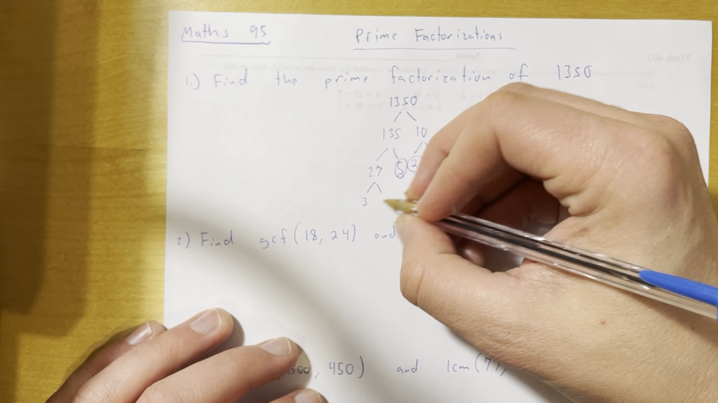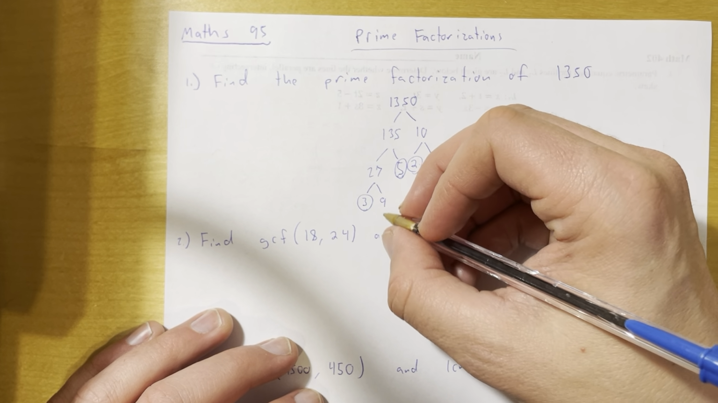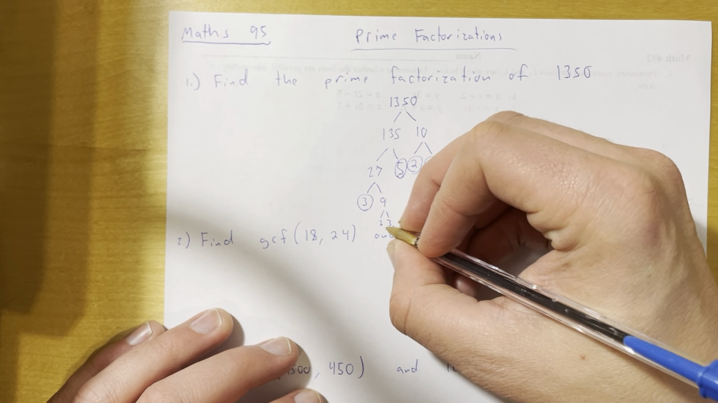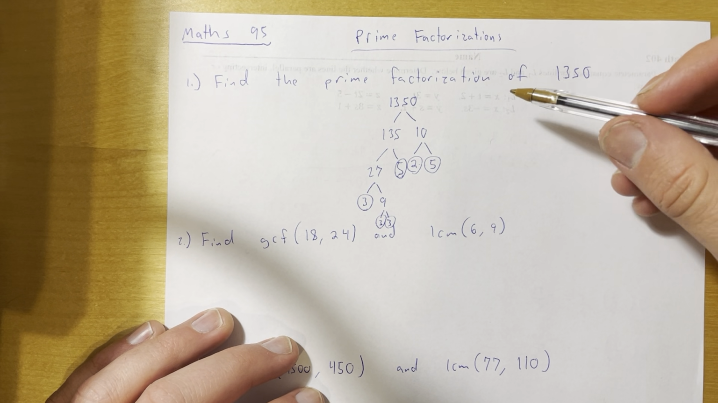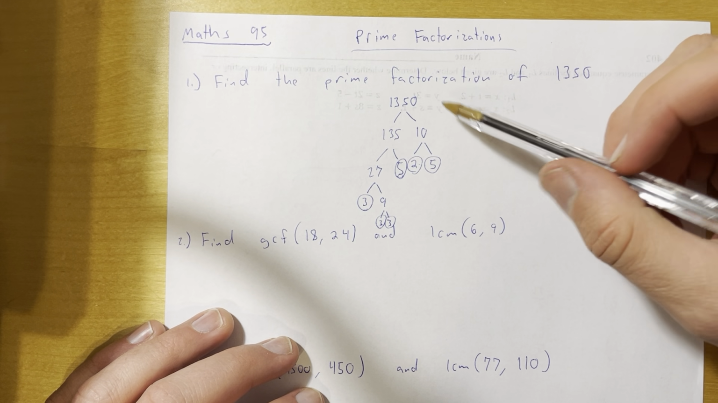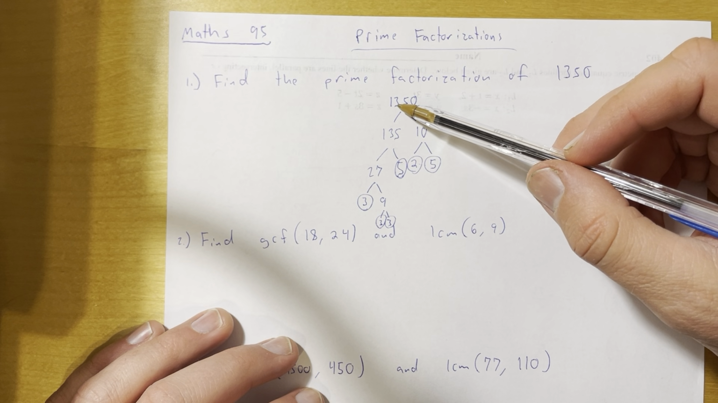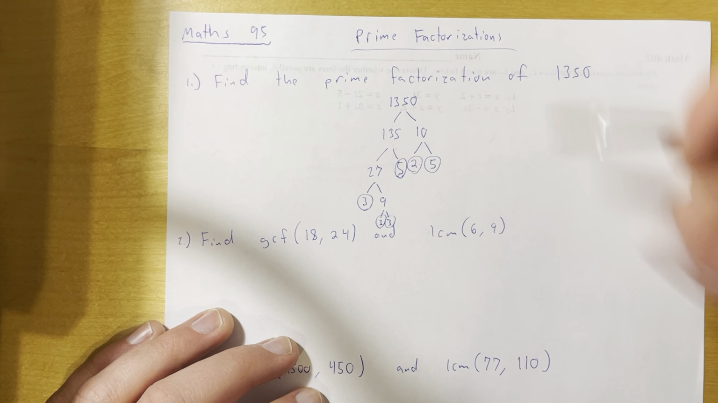27, I know, is equal to 3 times 9. 3 is prime, so I'll circle that one. And finally, 9 is equal to 3 times 3. Just barely had enough space for that. Okay, so once we have done that, the goal in finding a prime factorization is figuring out a way to rewrite the number that we're given, 1,350 in this case, as a product of prime numbers.